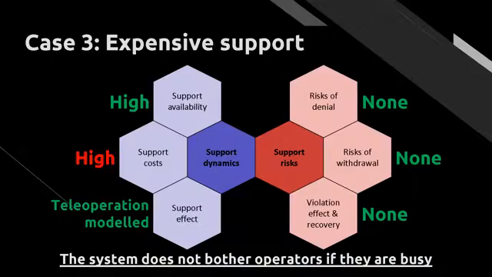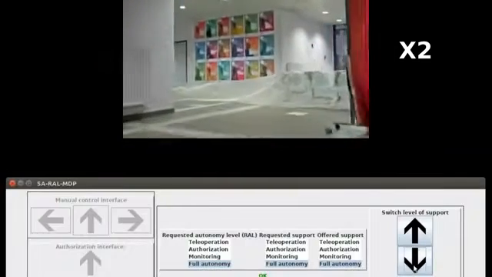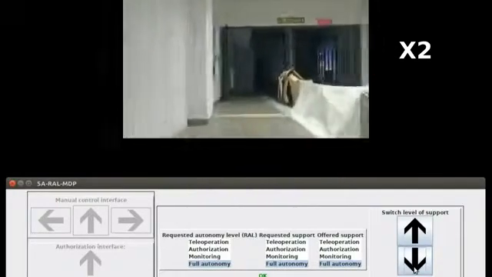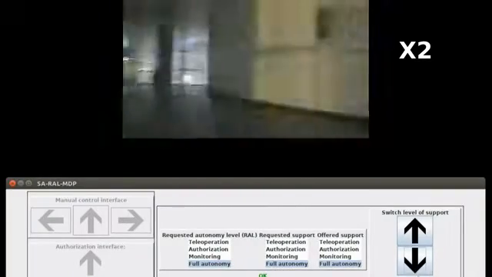If the support is too expensive, the system will automatically adapt its behavior by not asking support from the operator. Here, the robot decides on its own and generates a route that does not require any support from the operator. This route might be longer, but is still less expensive than asking for support.